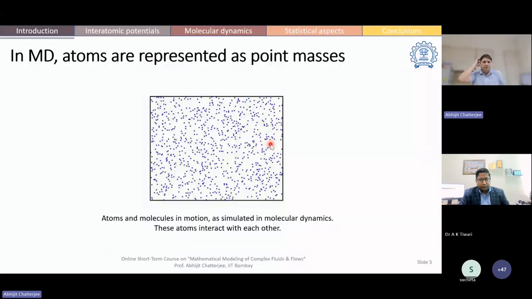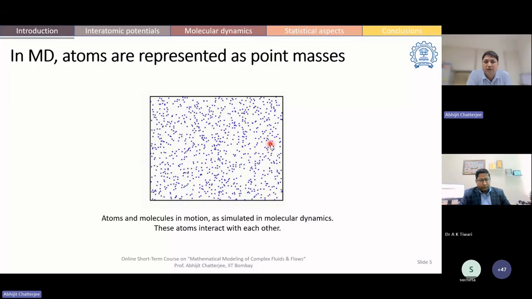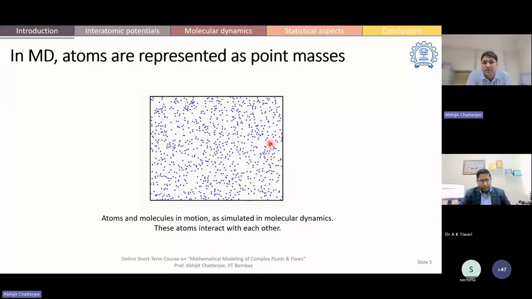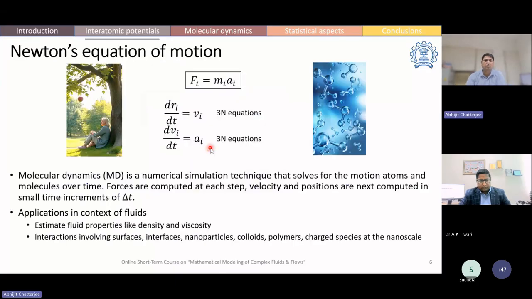So here the movie is playing. This is a molecular dynamics simulation showing how particles are moving around. So as I said, in MD, we work with atoms, and atoms are represented as point masses. Okay? So every dot is a single atom, and the dimension, it's basically a single point. And these points will move. So we're going to track the position and velocity, and these atoms will interact with each other. So the model which is used is basically Newton's equation of motion is used in MD.